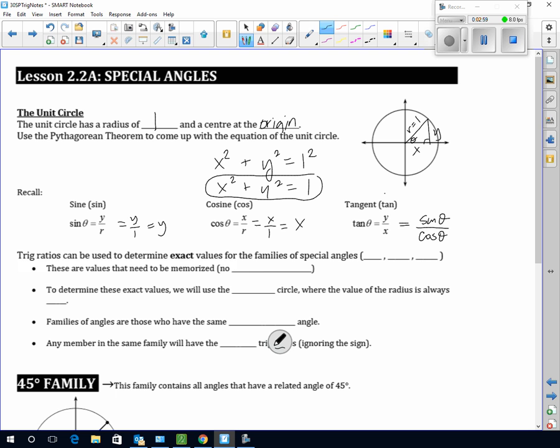So this point right here is x comma y. This is also cos theta comma sine theta now in a unit circle. You see that?